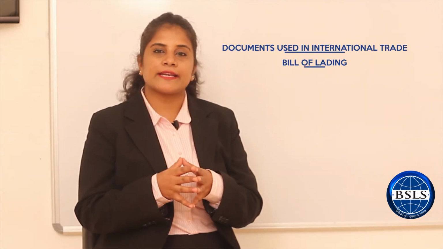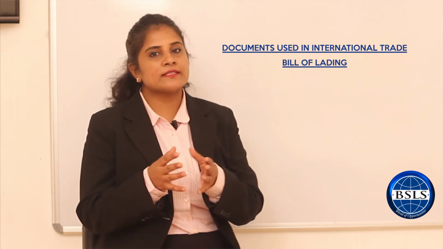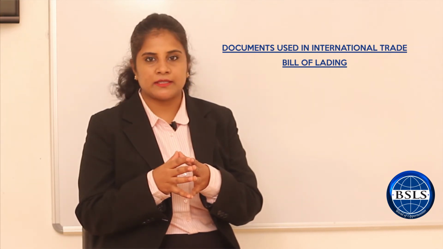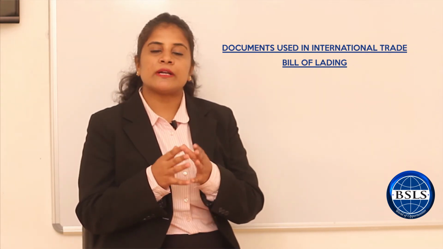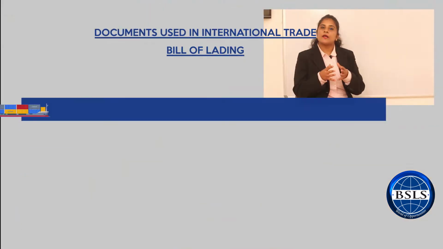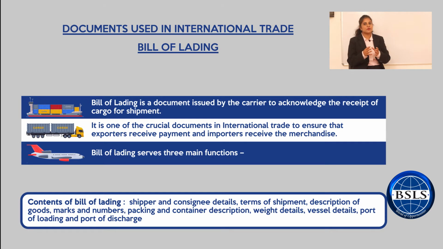In international trade, we know the mode of transportation, sea or air, plays a critical role in physically moving the cargo from point A to point B. The document we use while transporting goods by sea is called the bill of lading. The bill of lading is issued by the carrier who is going to be transporting the goods as a confirmation of receipt of cargo from the shipper.